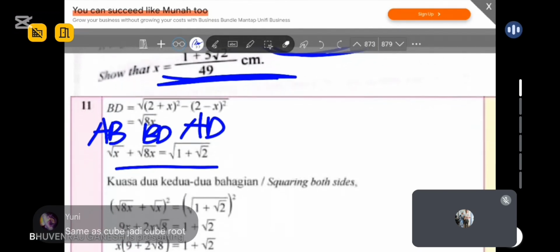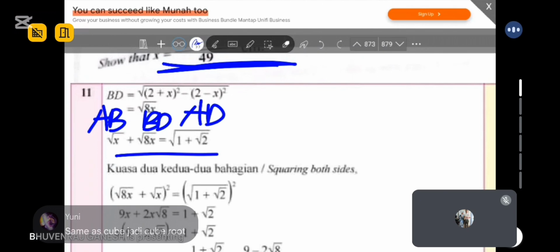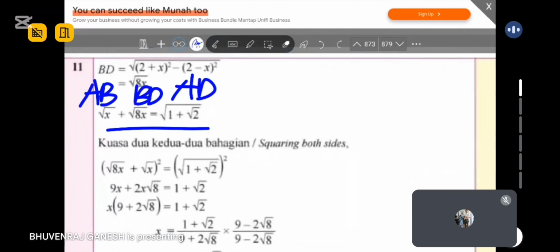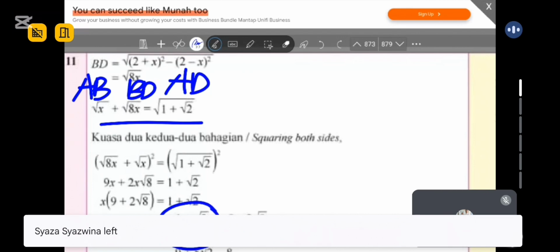So, lepas tu kembangkanlah macam biasa. Okay guys, over here, you must factorize out the X. Because you want to find the X value. Kamu nak cari nilai X. Okay, now guys, when you factorize out, you will get something like this. Kamu akan dapat jawapan ni.